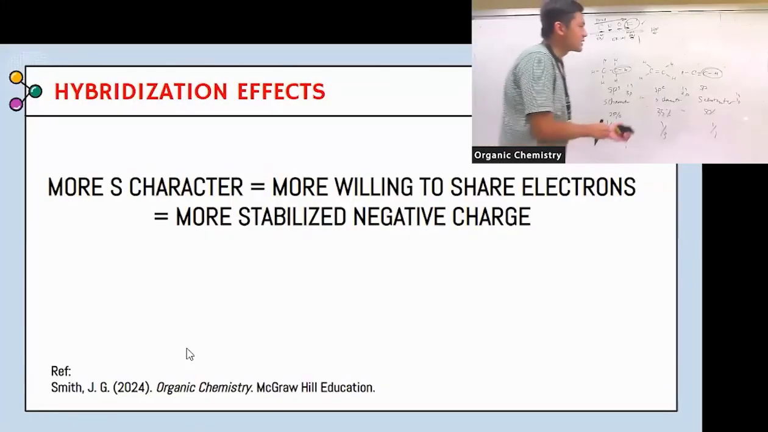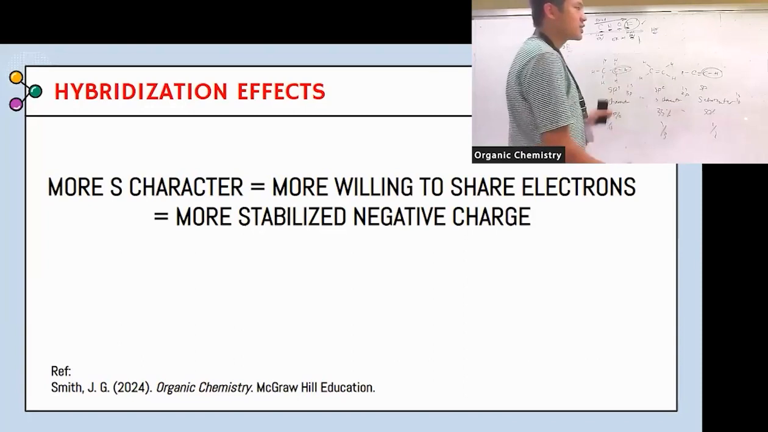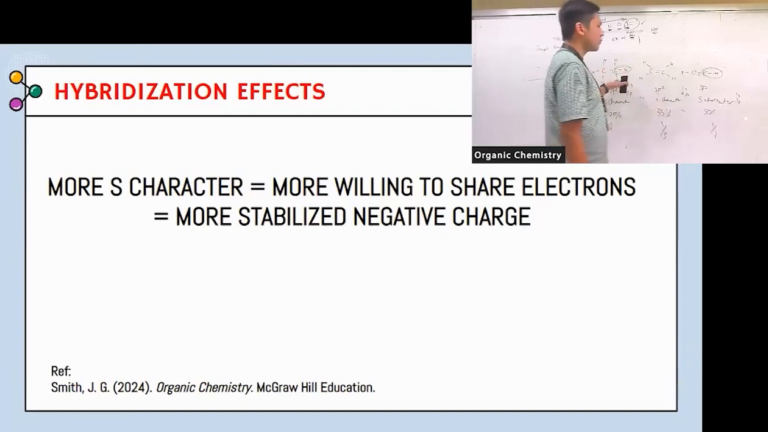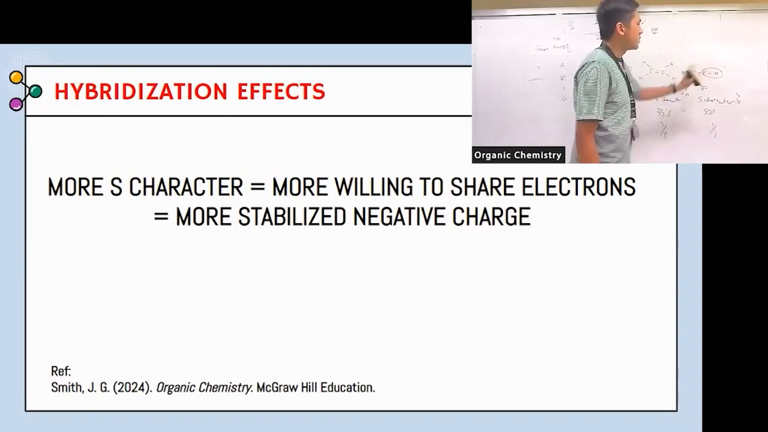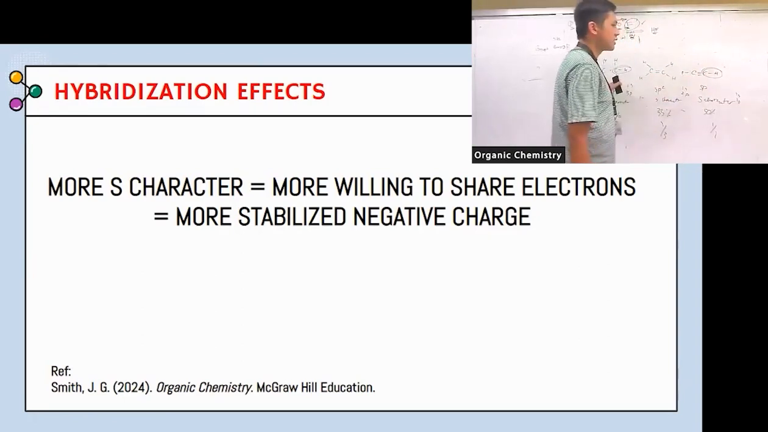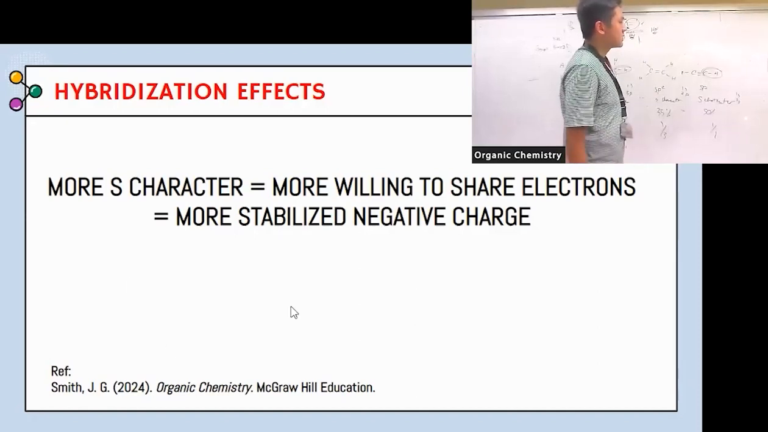So as I mentioned earlier, the more S character it is, the more willing the atom is to share electrons, and the more stabilized the negative charge is. So you could think of it as, like, there are no pi bonds here, there are 2 pi bonds here. So it is more able to share that negative charge better than here, where there's only sigma bonds. Next slide, please.